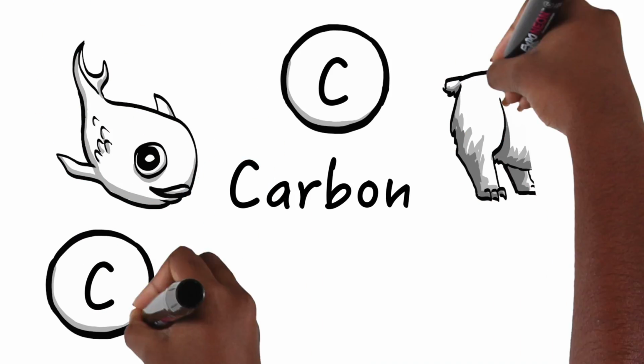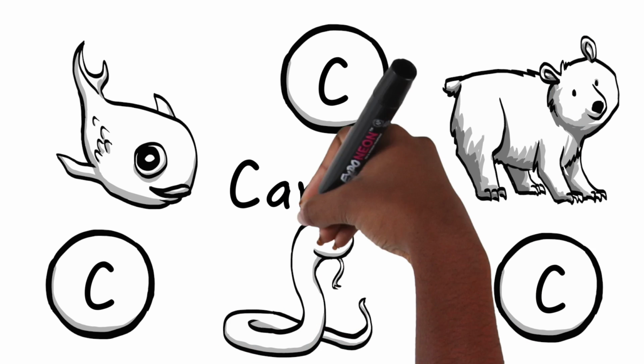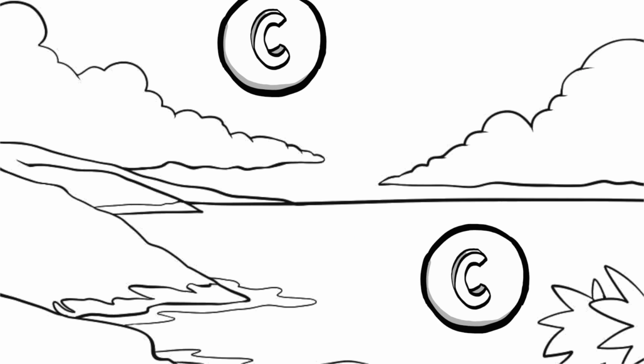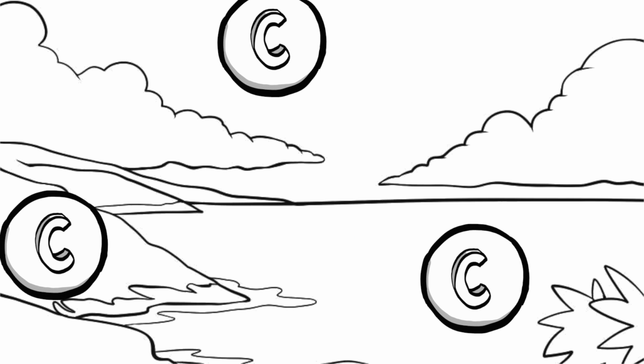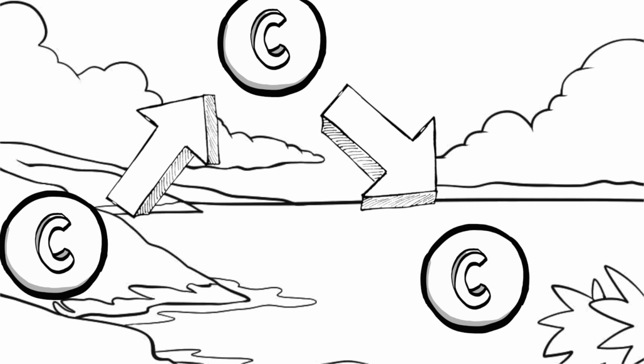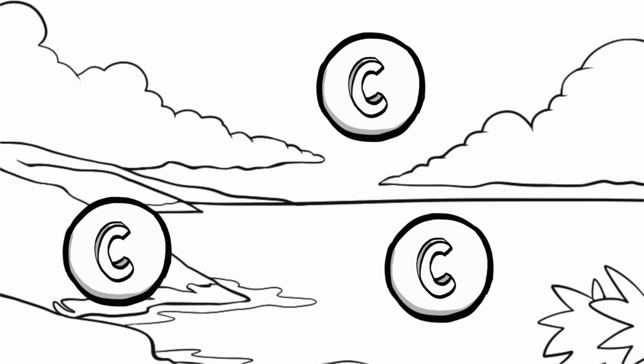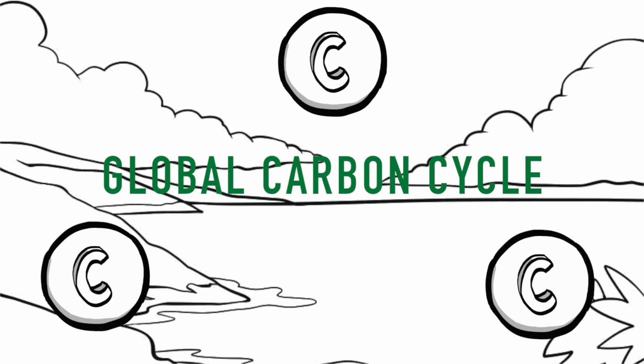All living things are made of carbon. Carbon is also found in our atmosphere, the ocean, and even in soil and sediments. Carbon doesn't stay still. It is constantly moving and changing form. This is called the global carbon cycle.